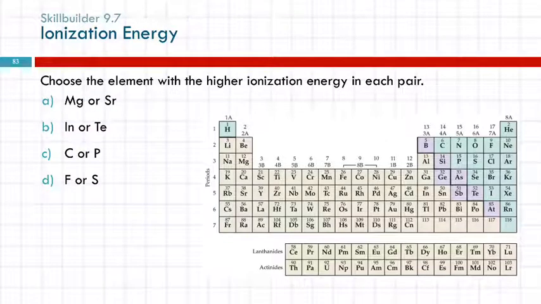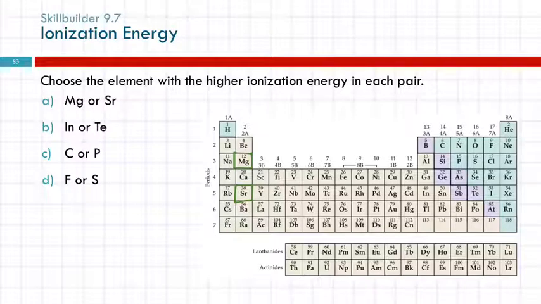Let's just do the first one. Choose the element with the higher ionization energy, magnesium or strontium. So again, find them in the periodic table. Here's magnesium, here's strontium. If you're good at remembering things, you say, well, the trend is that as we go down, ionization energy decreases.